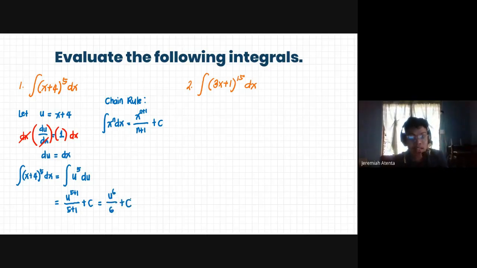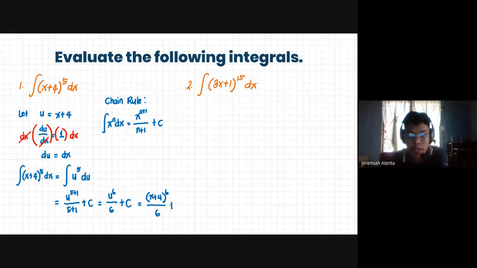This is not yet the final answer because the given expression is in terms of x. Therefore, we will rewrite the final answer in terms of x also. So this u, you should change into an expression in terms of x. And we know that u is equal to x plus 4. Therefore, this is now equal to x plus 4 raised to the power of 6 all over 6 plus c. And this is now our final answer.